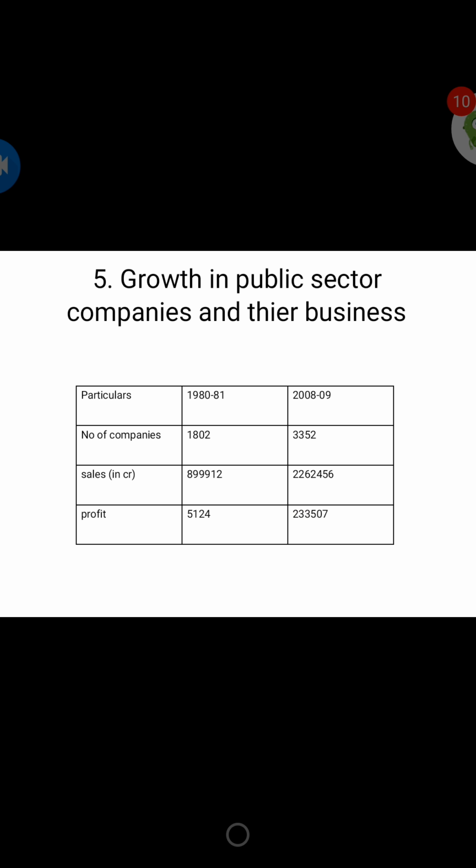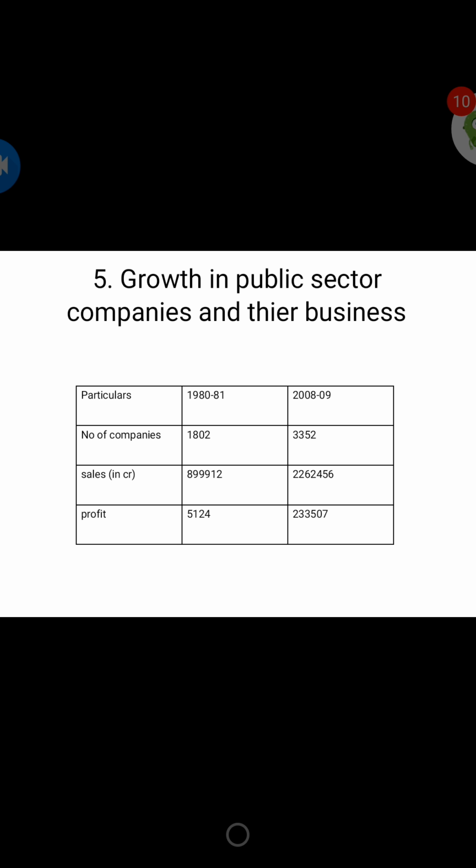The next is growth in public sector companies and their business. Earlier, the public sector was depending upon the government itself, but now the public sector has the capability to raise its own finance. Joint stock companies with their huge capital and modern technology can contribute to economic development. An encouraging economic policy gives a good opportunity to promote business activity.